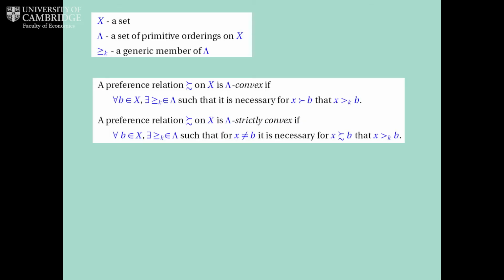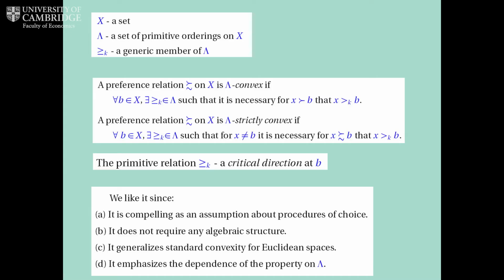Now, what does it mean, lambda convex? The convexity now depends, you see, it has nothing to do with Euclidean spaces or the standard convexity notion. A preference is called lambda convex if for every alternative B, there is some critical consideration, denoted by greater or equal K, such that it's necessary for B' to be better than B that you are better according to this criterion. So you see, that's a definition which is not using the standard convexity concept, but we will see in a second that in the case of Euclidean spaces, it will be exactly the same.